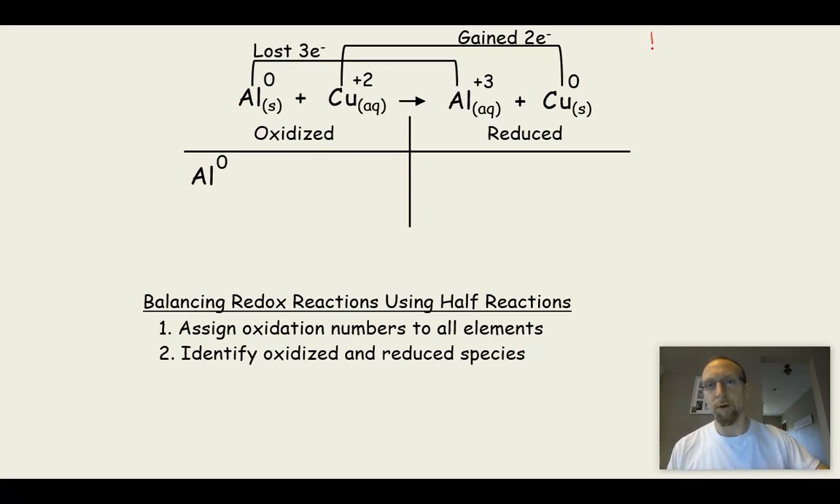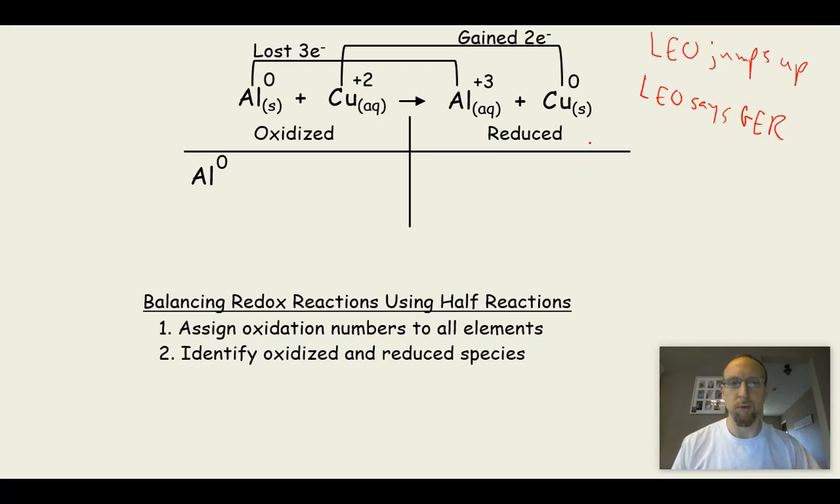So remember our good old LEO jumps up, and LEO says GER, right? So all these things are still helping us out as we go along through this topic. So Al0 jumped up to Al plus 3, so that was a loss. And then copper plus 2 gained 2 electrons, so it was reduced. That's our GER. So remember, whoever's oxidized and reduced is always coming off of the left-hand side, reactants, right? So that's step 2, just who's oxidized and who's reduced.